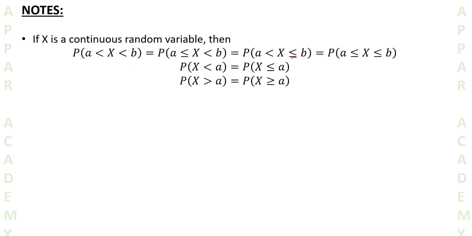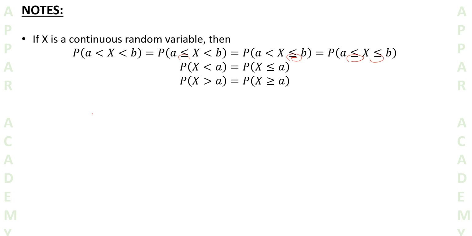Right? One. Second, the probability that x is less than a is equal to the probability x is less than or equal to a, and the probability x is greater than a is equal to the probability x is greater than or equal to a. So what we are saying is, if x is a continuous random variable, then the probability that x lies in some interval is not affected by whether or not either of the endpoints of the interval are included or excluded. It does not matter whether these endpoints are included or excluded. This equal to does not matter.